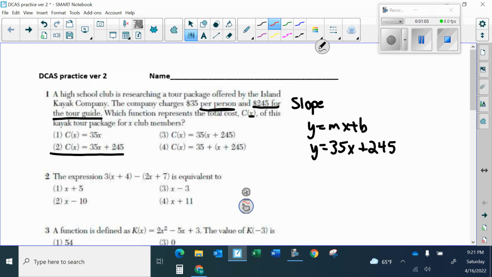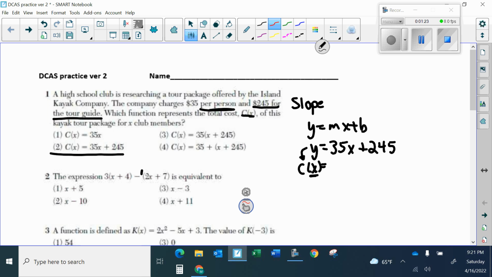And we want it in function notation, c of x, and that's why it's written as c of x instead of y. Remember, that's the same thing. Okay. C is the name of the function, and x is called the independent variable. Okay, vocab-wise.